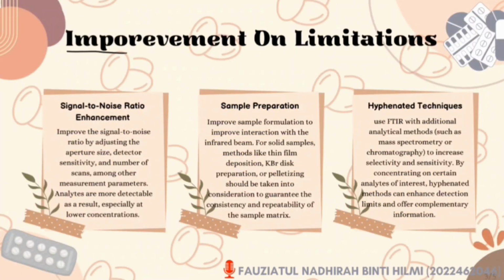There are some improvements on the limitations that we can make throughout the analysis of FTIR, the first one being signal-to-noise ratio enhancement. Here, we can improve the signal-to-noise ratio by adjusting the aperture size, detection sensitivity, and number of scans, among other measurement parameters. Analytes are also more detectable as a result, especially at lower concentrations.